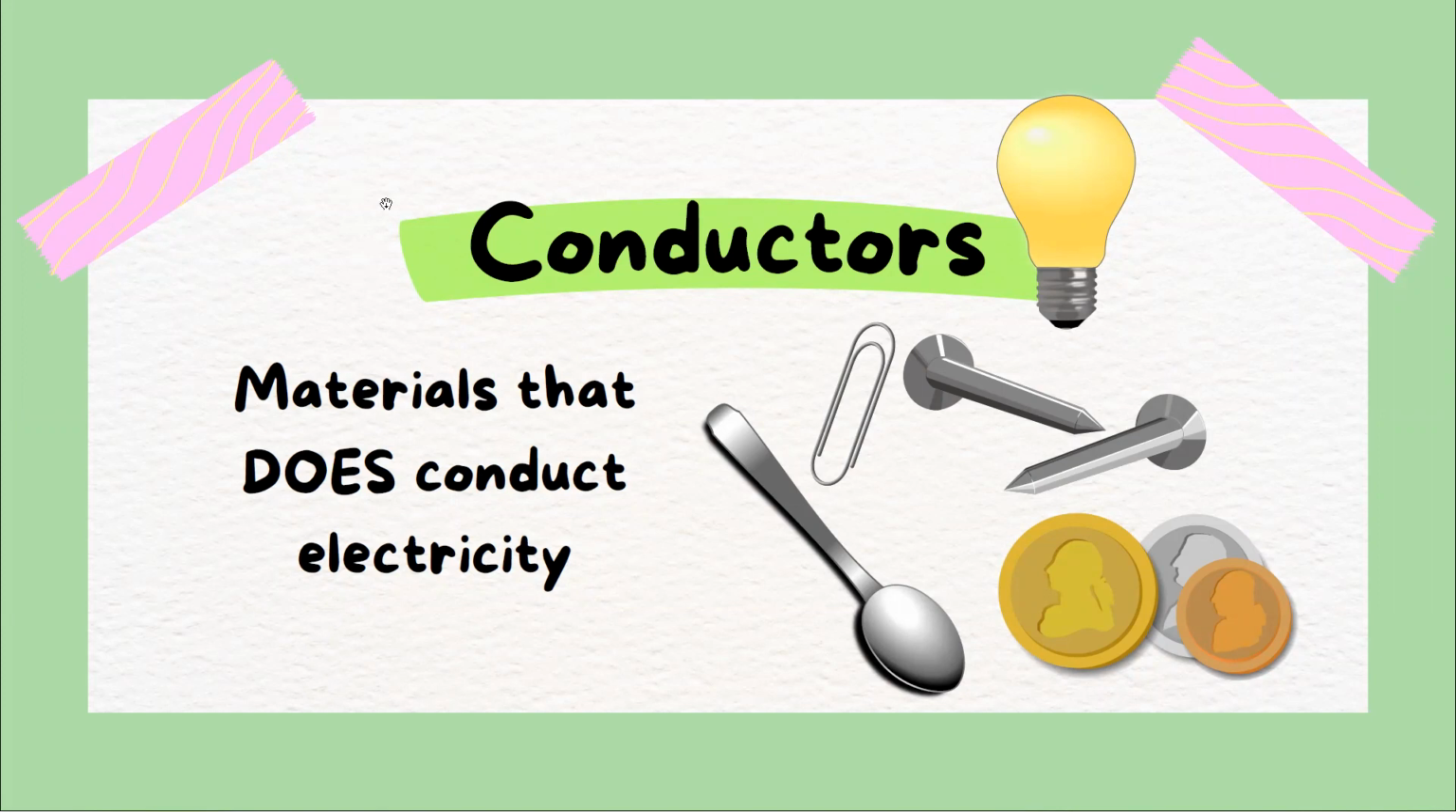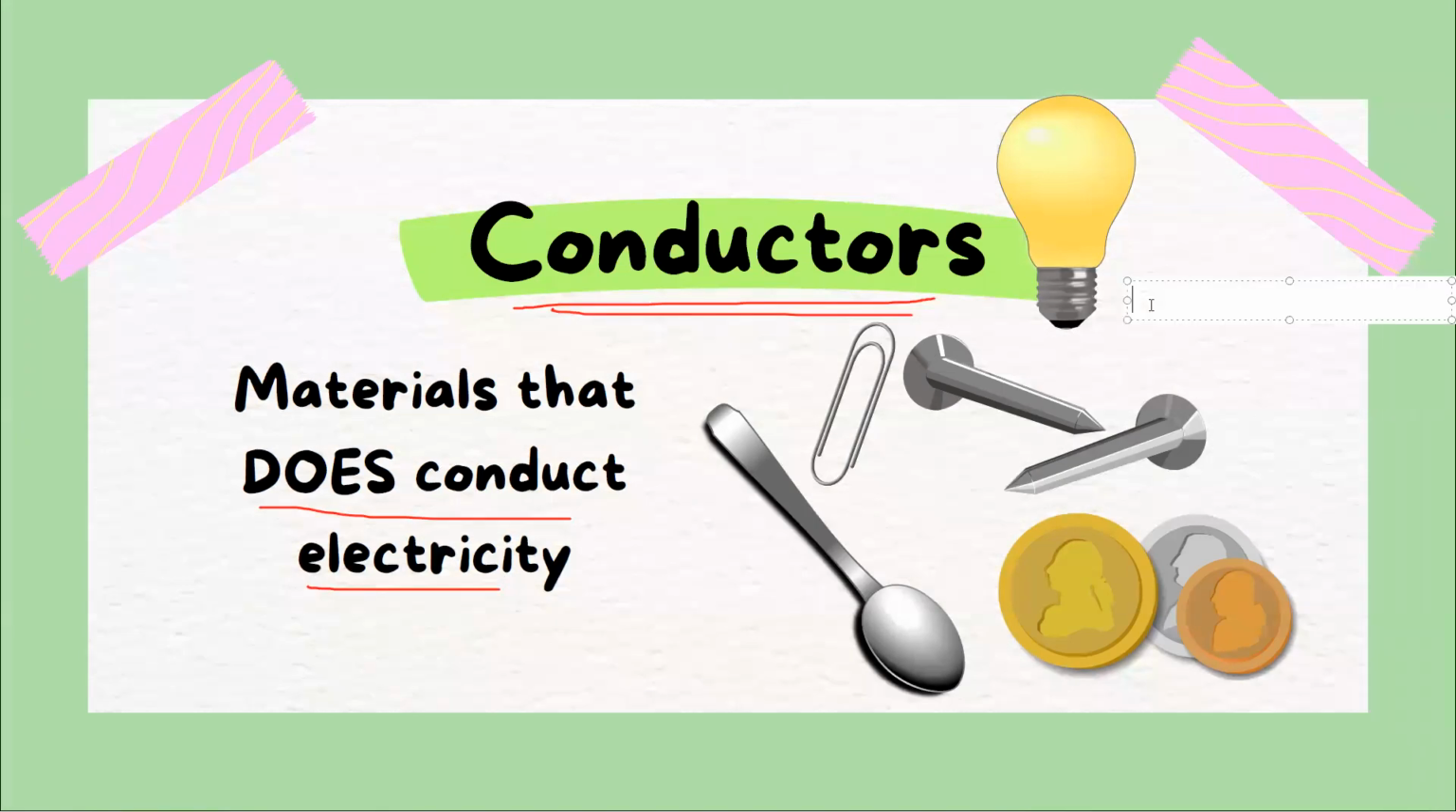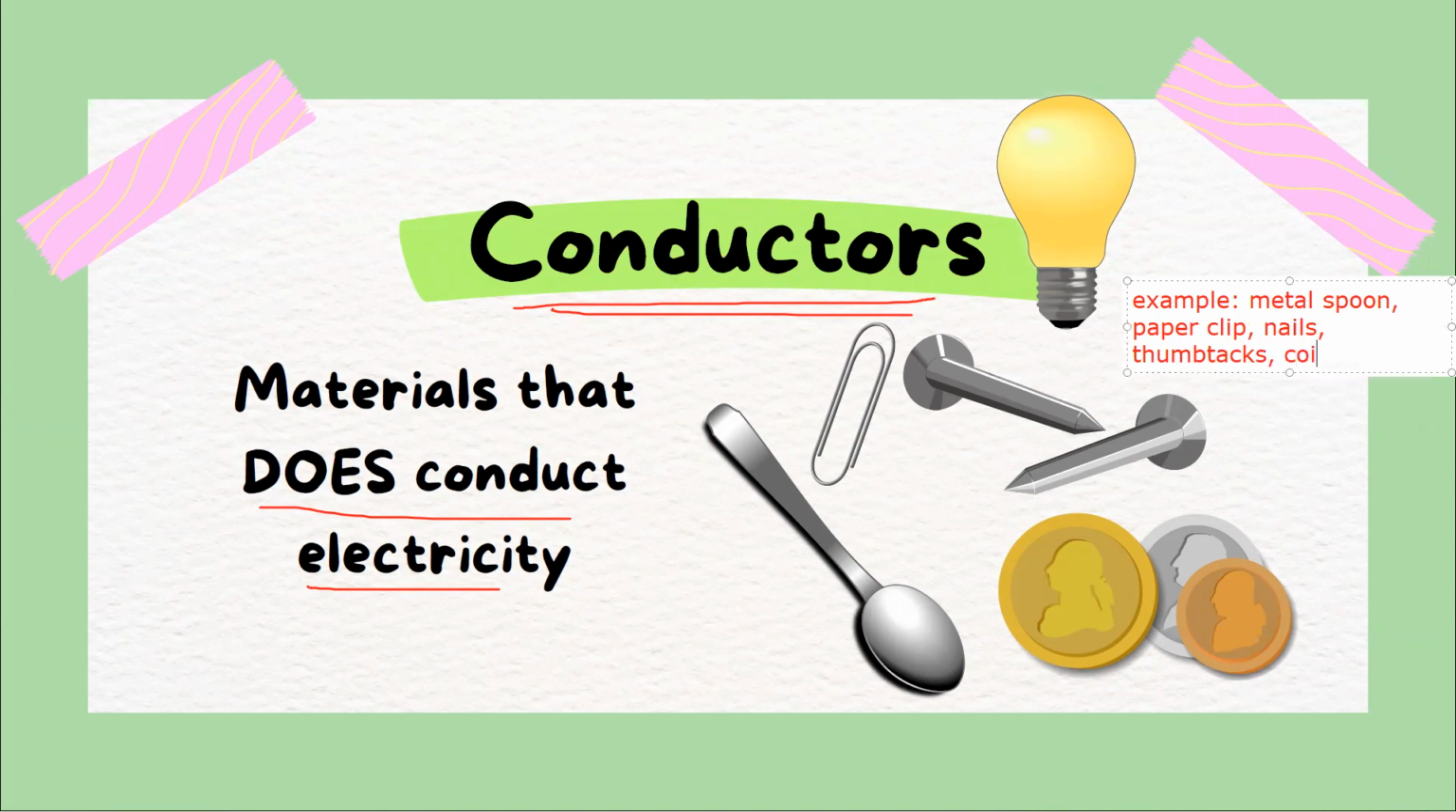Speaking of which, let's talk about it in more detail. Conductors are materials that do conduct electricity, namely a metal spoon, paper clip. The examples range from a metal spoon, paper clip, what else? Nails, thumbtacks, tags, coins. These are examples of materials that will allow electricity to pass through them.